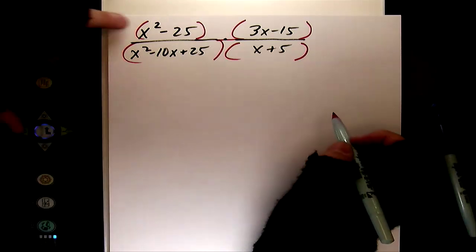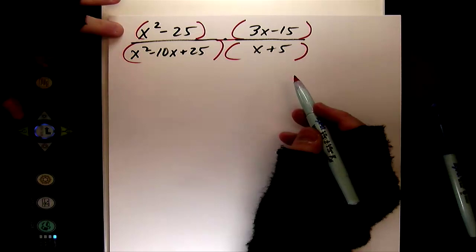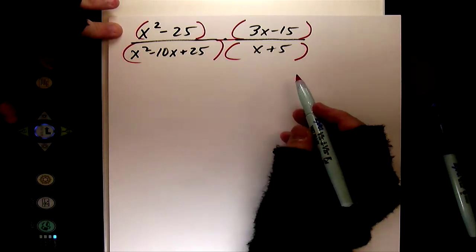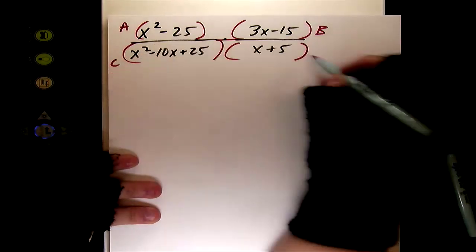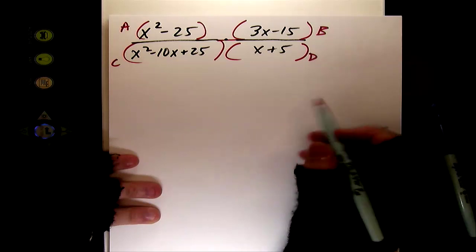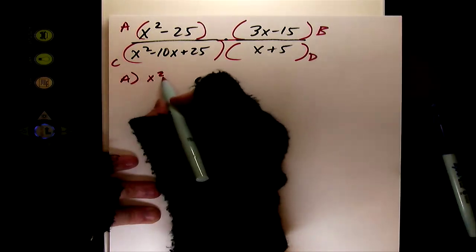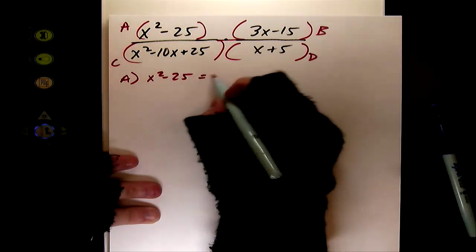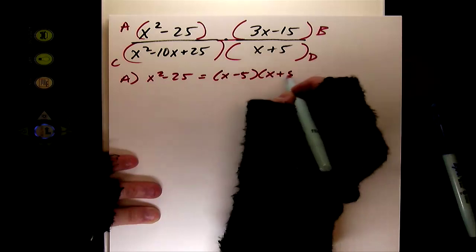And now I have to factor each component. So factor each one at a time. It might help you to label them. If you need room on your paper, label them one at a time and then just reassemble it later. So A, x squared minus 25. That is a difference of squares. x minus 5, x plus 5.